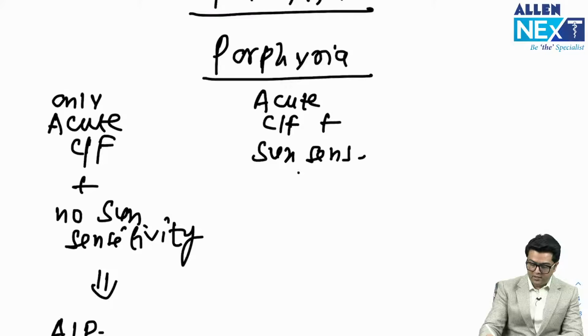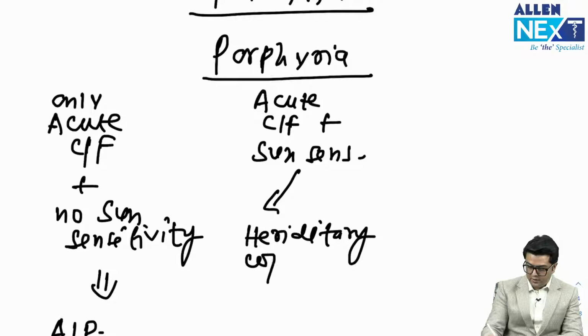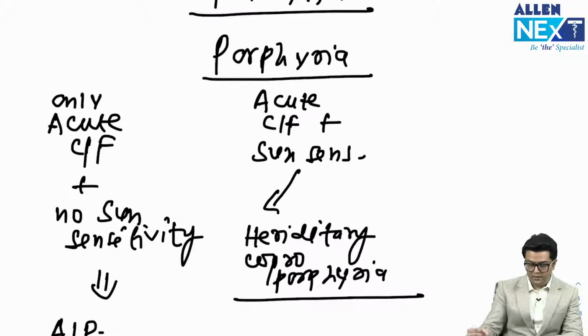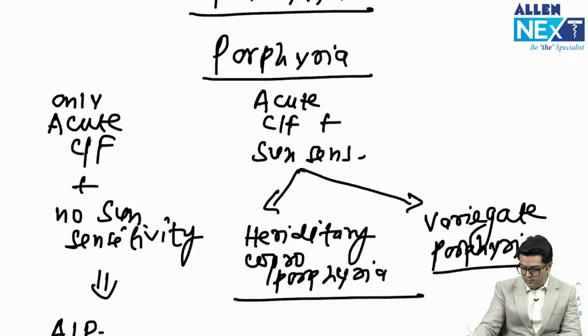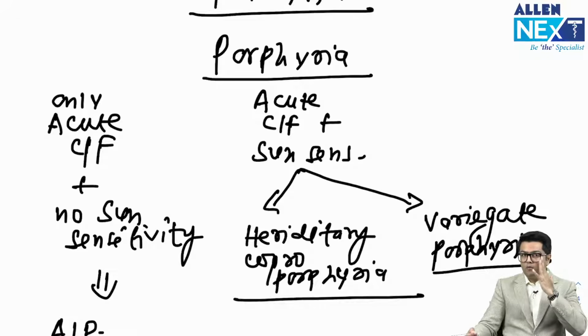The two possibilities that we have are, number one, hereditary coproporphyria, and the second one is variegate porphyria. Now what we have to remember, being a biochemistry student, is that the most important points are the name of the disease and the name of the enzyme. Apart from these two points which are clinically important here, nothing else.